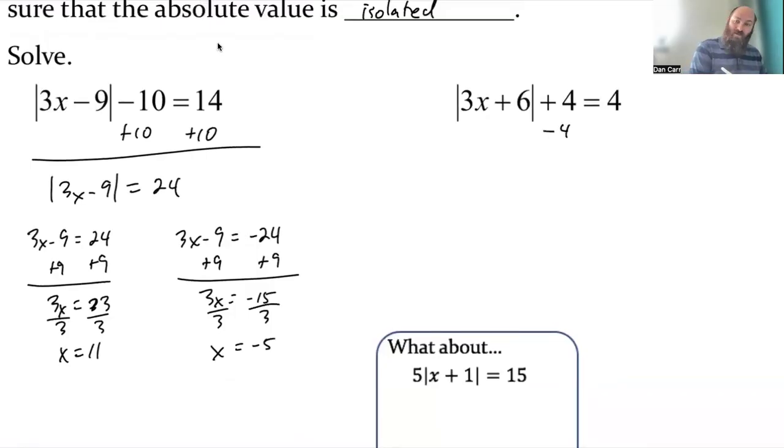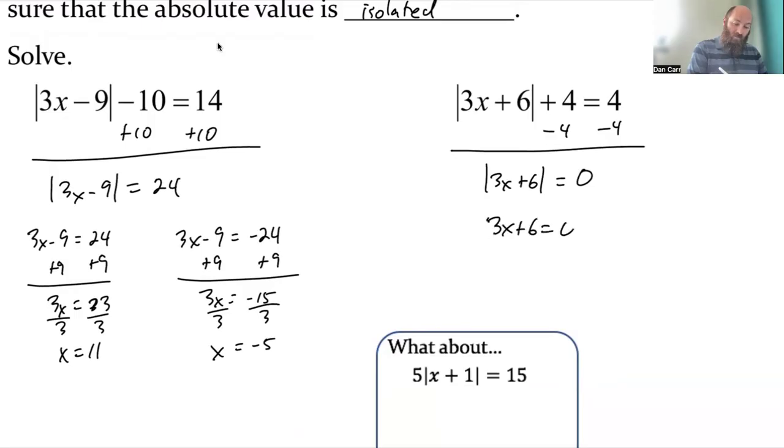Over here, we're going to start by subtracting 4 to both sides, so that the absolute value of 3x plus 6 is equal to 0. Well, remember, if the absolute value of something is 0, that has to be 0. So there's only one possibility here. 3x has to equal to 0. So I could subtract 6 over.